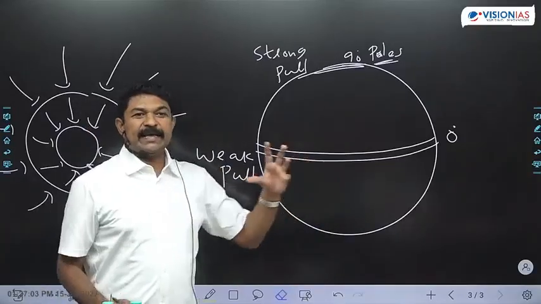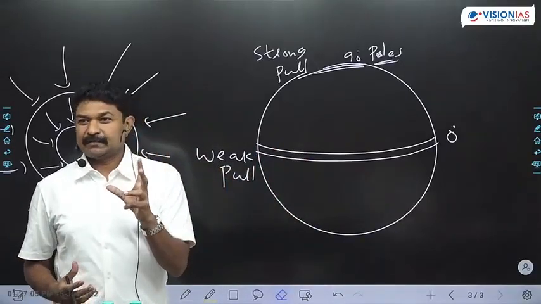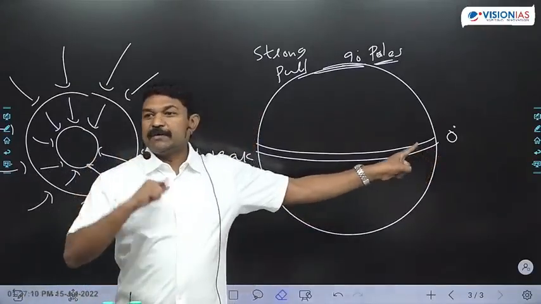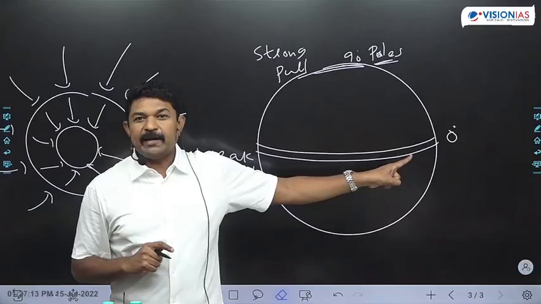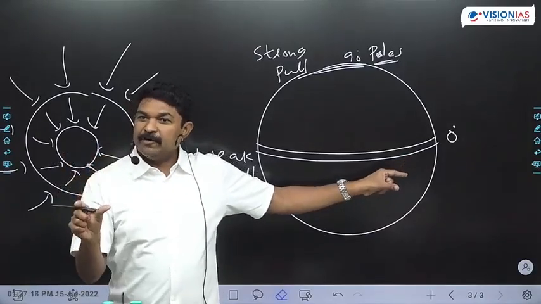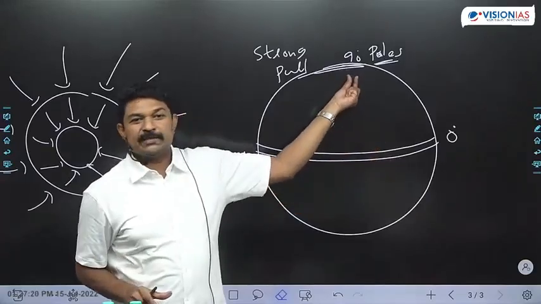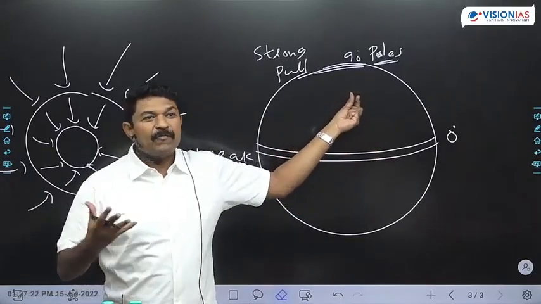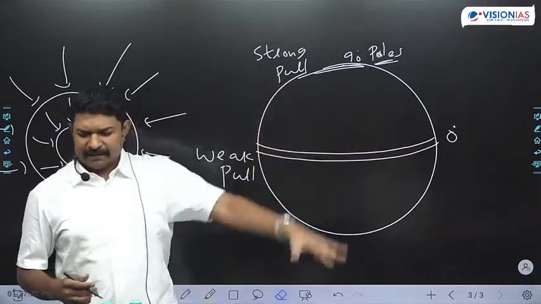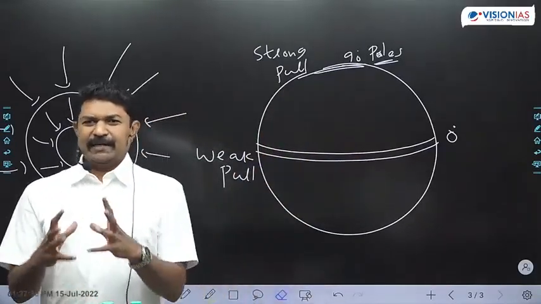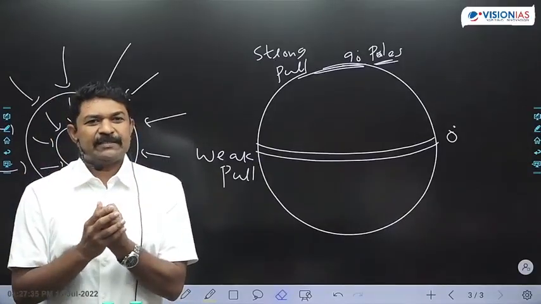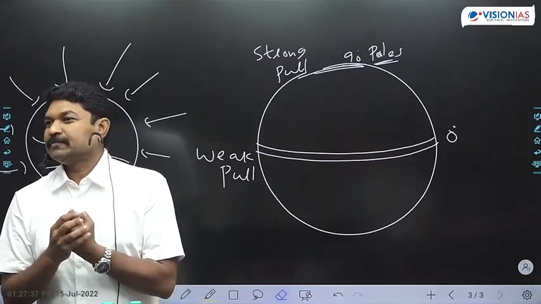Meaning what? Say the energy is 100 units. 100 units of energy is applied over 1000 kilometers of area. Each and every kilometer will be getting how much? Just 0.1%. If the same 100 units of energy is applied over 10 kilometers, then what happens? Obviously, more pull will be there. More intensity is there. Sir, I didn't understand what you have said. When the center is pulling the same material, whatever the surface area may be, how can there be a difference in the pull?